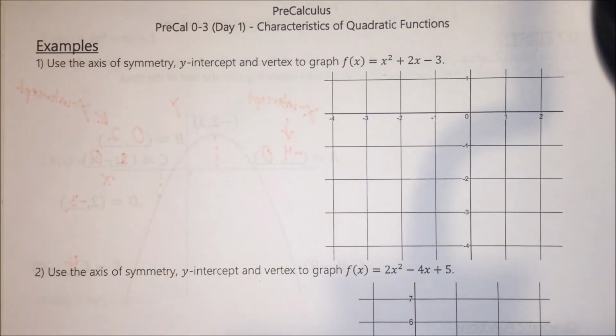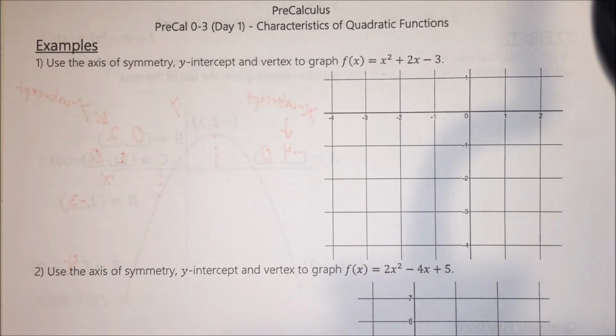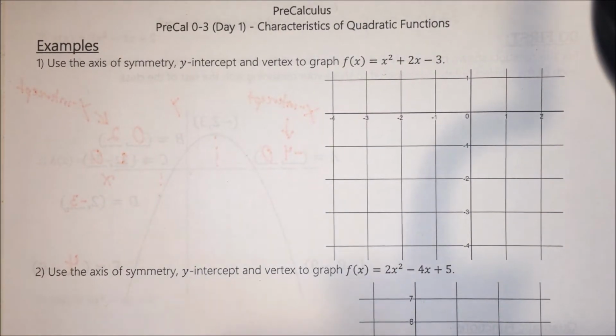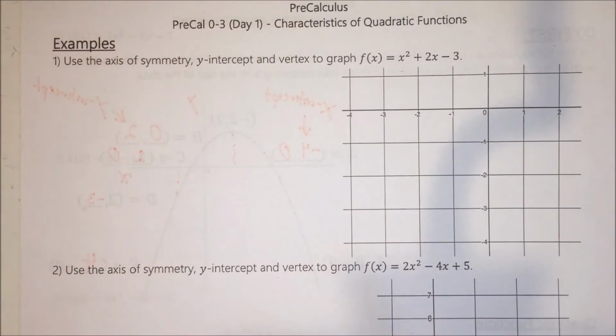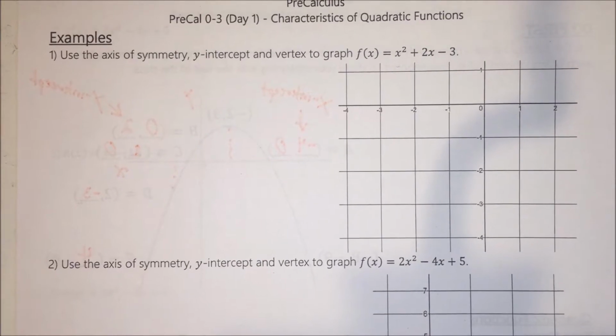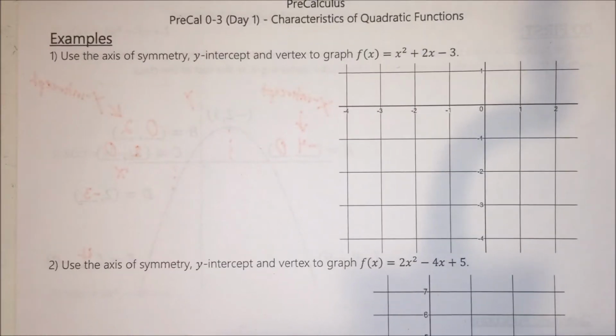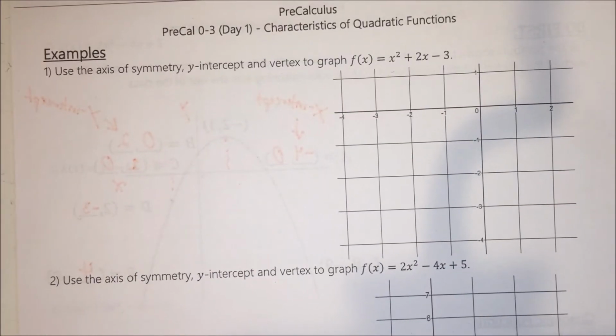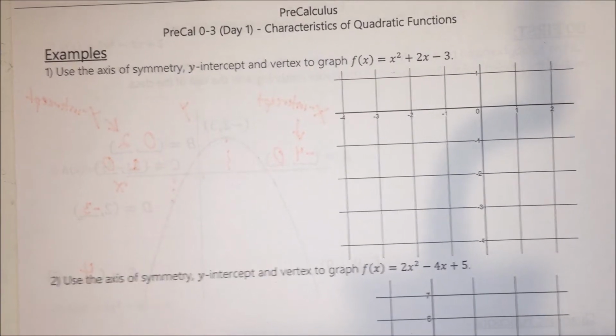Okay, so now that we've described what those things are, let's actually do them in a problem to help us comprehend those terms. So here we have a problem that says use the axis of symmetry, y-intercept and vertex to graph x squared plus 2x minus 3. So how are we going to do that? Well, it's actually pretty simple.